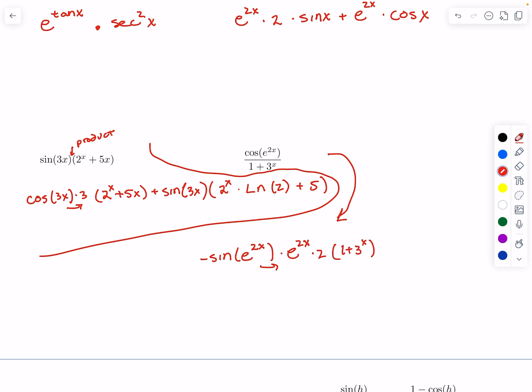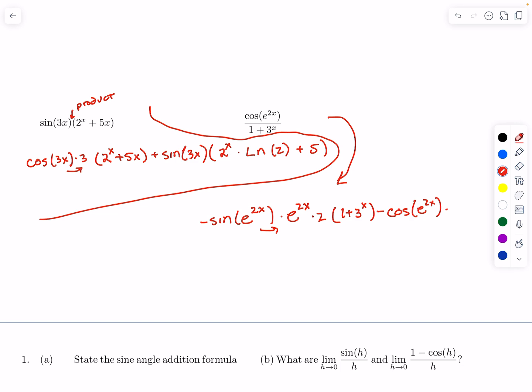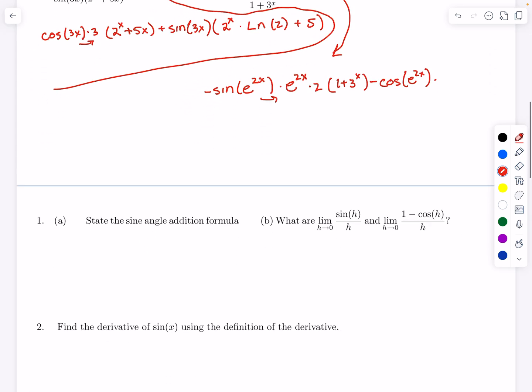Minus the original top times the derivative of the bottom is 3 to the x ln 3. I'm going to put this up here so I don't run into my markers. All over the bottom squared. Aren't you glad you don't have to simplify these? Okay, so a little bit of proving things on the back then.